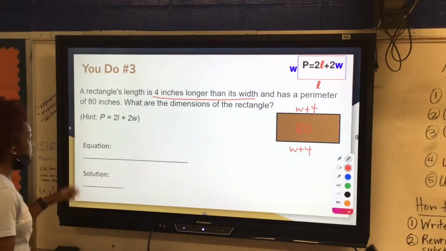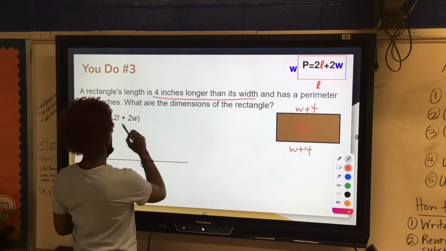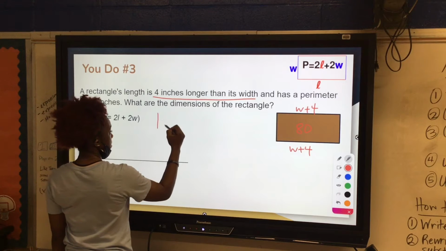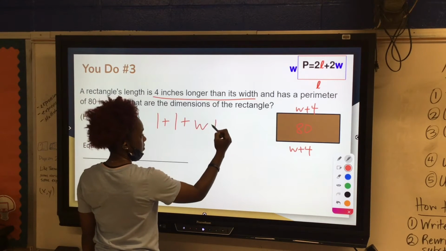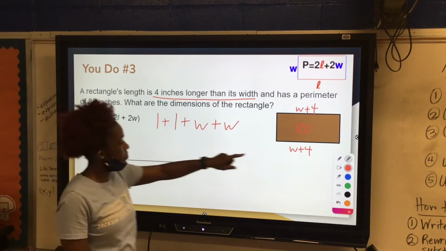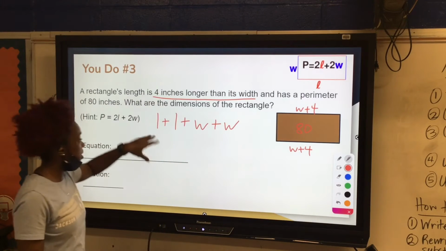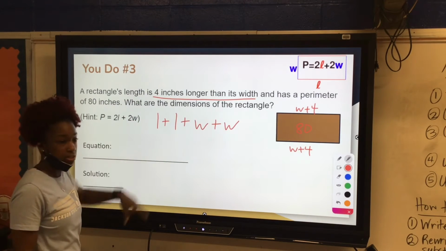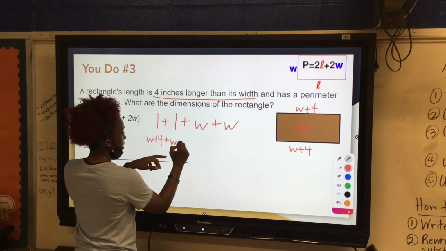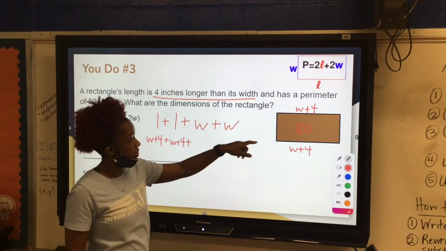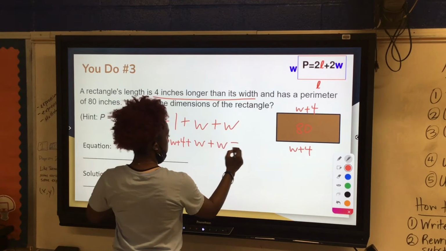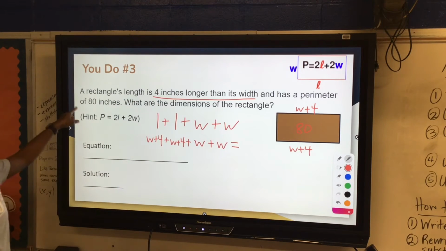Alright, now, the first thing we need to do is get our equation. So we know we need the length plus the length plus the width plus the width, right? And that'll give us the perimeter of the rectangle. Now the length is what? W plus 4, right? So instead of bringing down L, I need to write what? W plus 4 plus W plus 4. Now, do we know the width? No, so we have to keep it as W. And it has to equal what? What's the perimeter? 80.